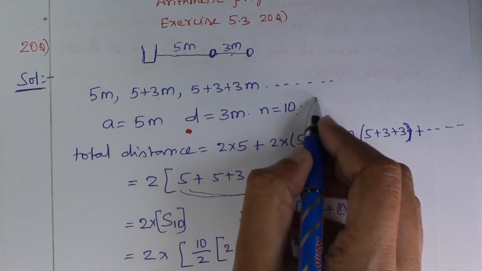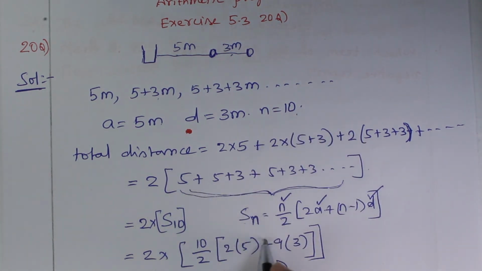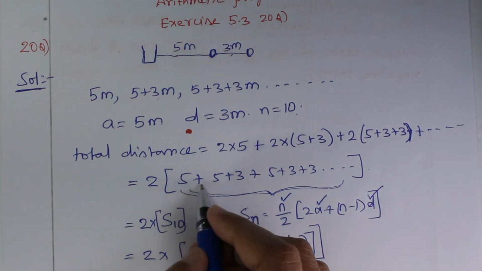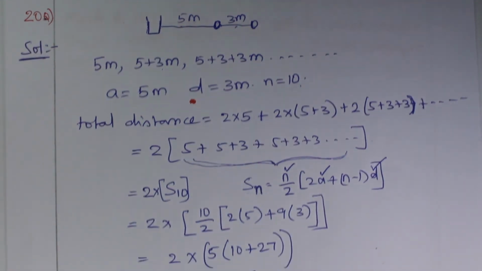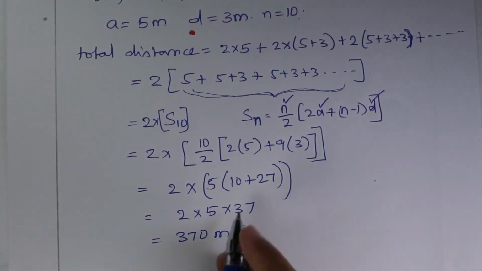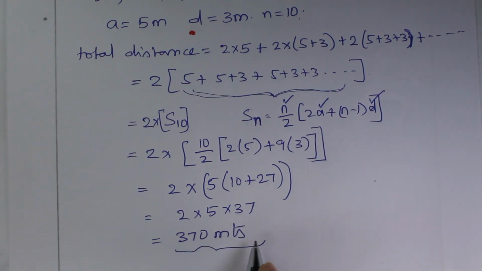So the distance travelled S10 becomes n by 2 into 2a plus n minus 1 into d. That is 10 by 2 into 2 into 5 plus 9 into 3. So after calculating this, I got the answer as 370 meters. Hope this is clear for you.